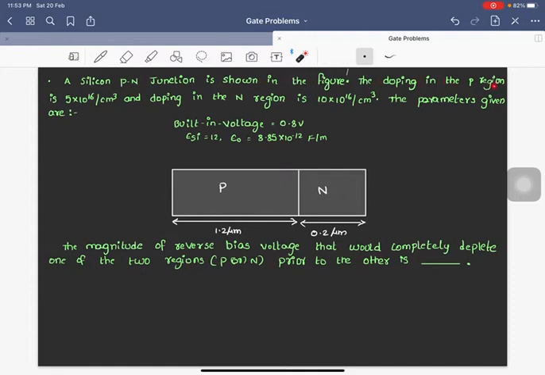The doping in the P region is 5 × 10^16 per centimeter cube, and doping in the N region is 10 × 10^16 per centimeter cube. The parameters given are built-in voltage is 0.8 volts, and the relative permittivity of silicon is 12. Absolute epsilon is 8.85 × 10^-12 farad per meter. The magnitude of the reverse bias voltage that would completely deplete one of the two regions, P or N, prior to the other is.